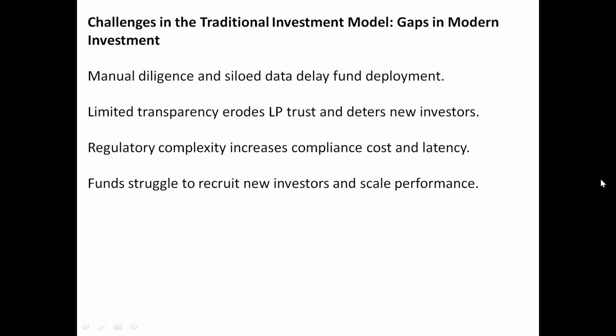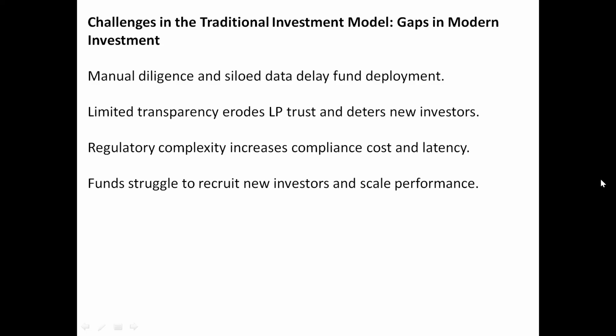We need more transparency, and there is regulatory complexity. I know that investment companies hire lawyers like me, but there are also better ways. I also work in legal intelligence, utilizing AI, so that all regulatory matters can be handled in an autonomous way by agentic AI.